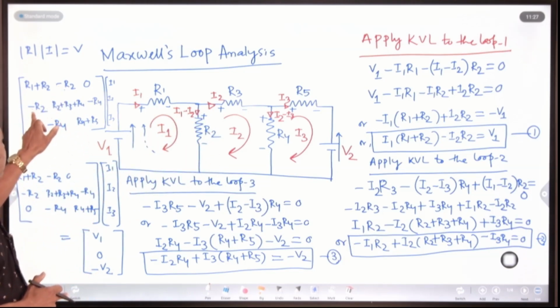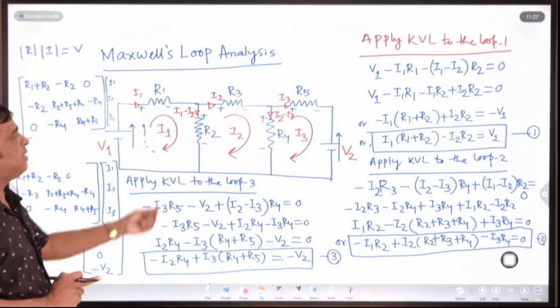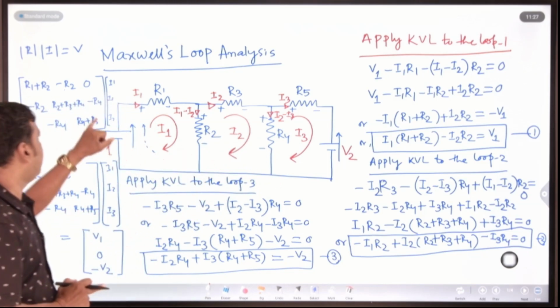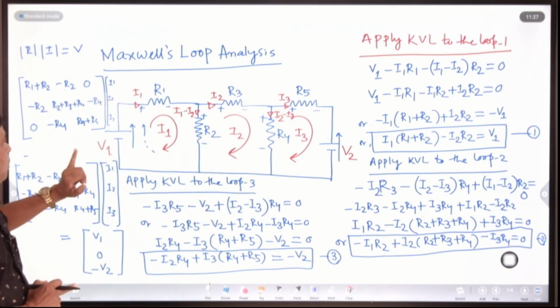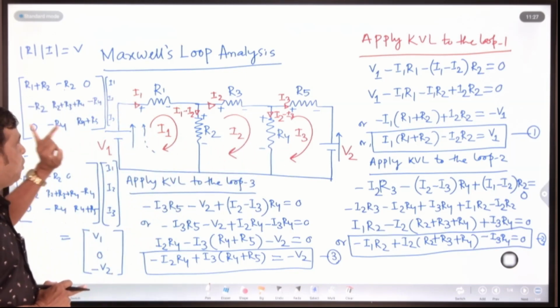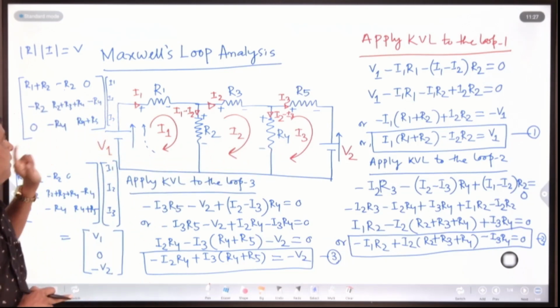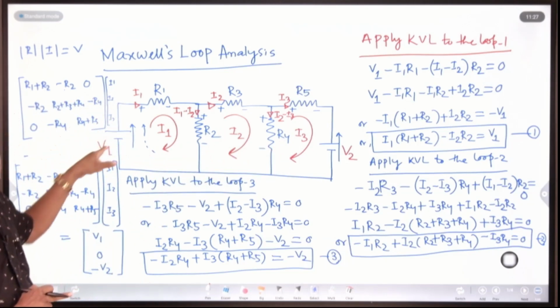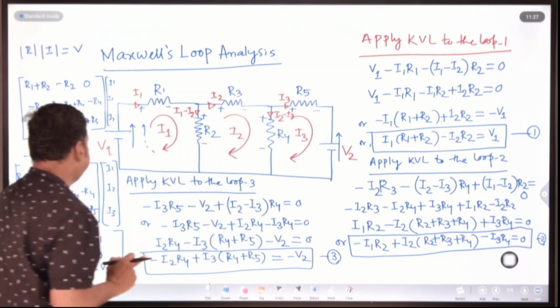Similarly 2,3 means loop 2 and loop 3. If there is a resistance common between 2 and 3, put the minus sign. Similarly 3,1 and 1,3 are the same: 0, so there is no resistance common between loops 1 and 3, that's why it is 0. Then 3,2 is the same as 2,3: R4, with the minus sign. Then 3,3 is the net resistance in loop 3, that is R4 plus R5.